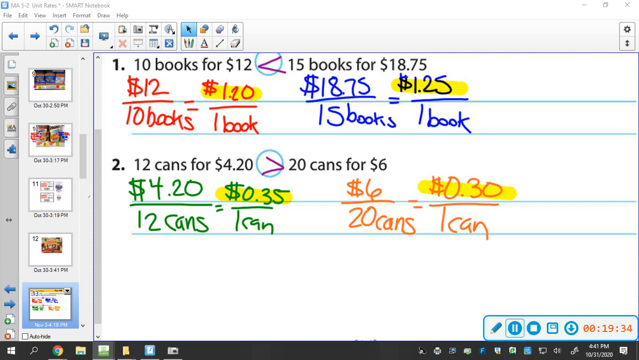Number 2, it's $4.20 for 12 cans, and it's $6 for 20 cans. So that ends up being, on the first one, 35 cents per can, on the second one, 30 cents per can. So obviously 35 is greater than 30 cents.